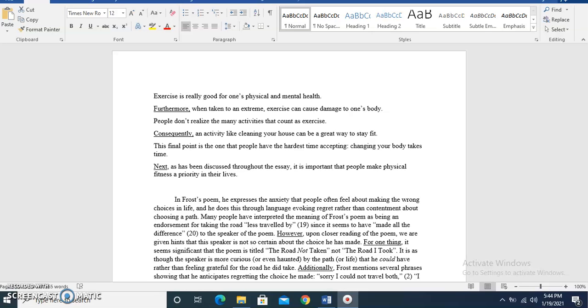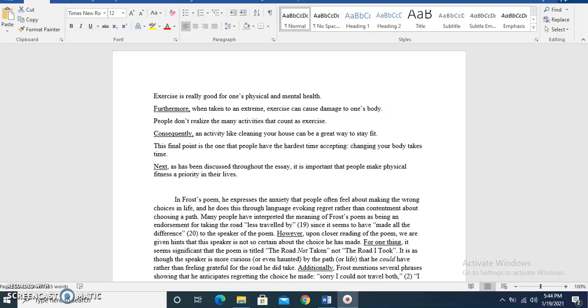So to illustrate this, I included some sentences here at the top of this page. I want to look at these pairs of sentences and think about why the transition that I've underlined doesn't really work for this specific situation. So let's look at the top pairing. Exercise is really good for one's physical and mental health. Furthermore, when taken to an extreme, exercise can cause damage to one's body.